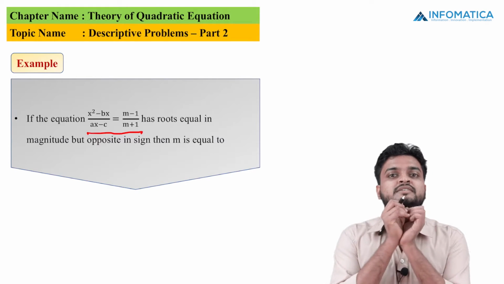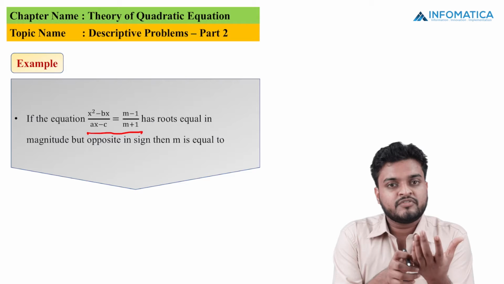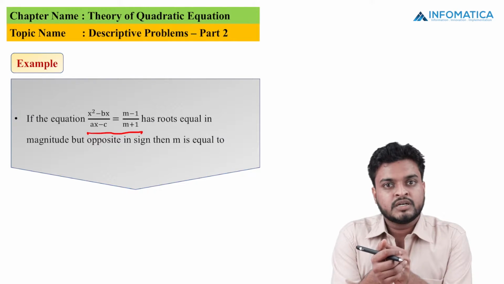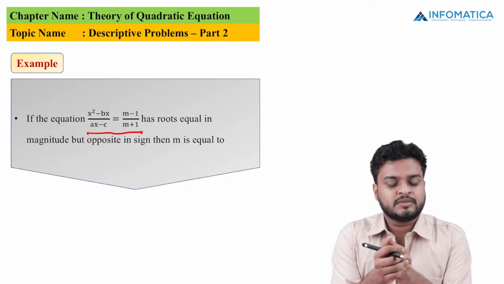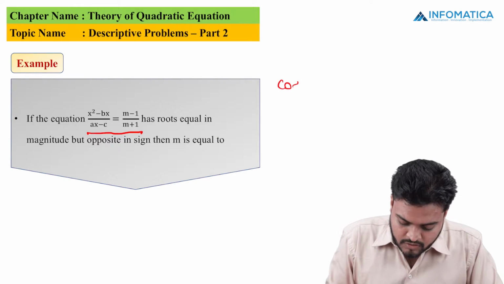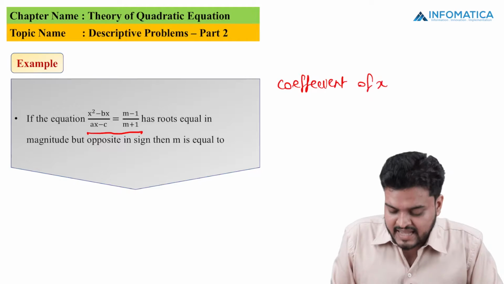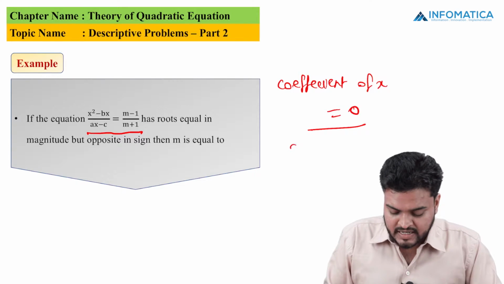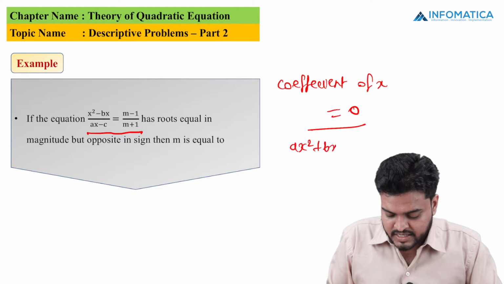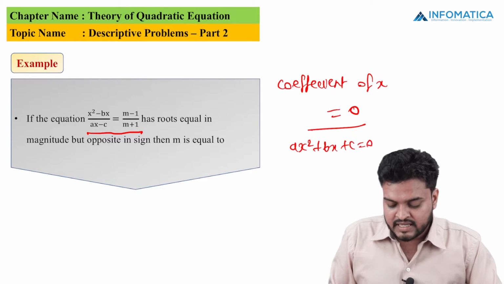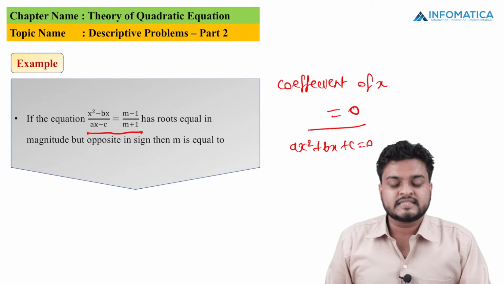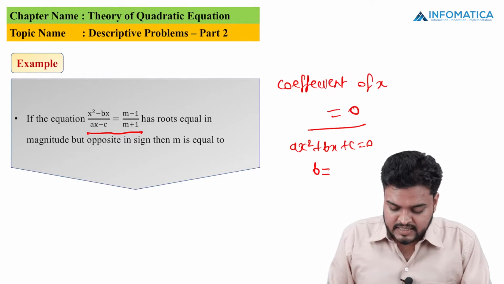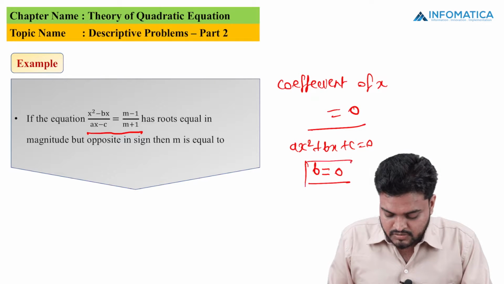Already I have discussed this thing with you that if we have an equation whose roots are equal in magnitude and opposite in sign, then it means the coefficient of x is equal to 0. And if I am talking about the standard equation, that is ax square plus bx plus c is equal to 0, here what will be the coefficient of x? It is equal to b. So in short I can say that b is equal to 0.